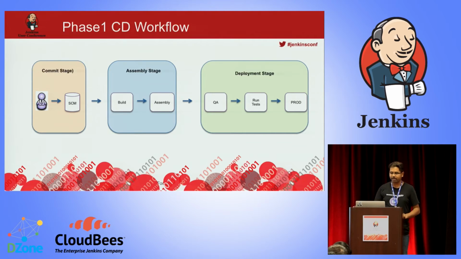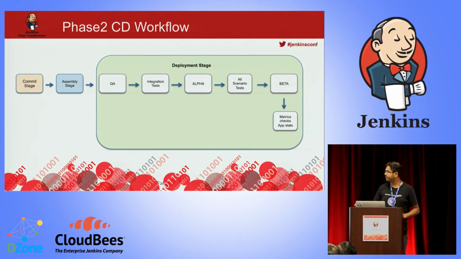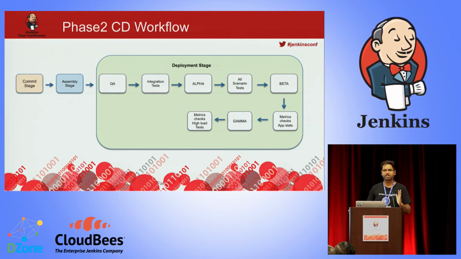So this was how our pipeline looked after phase 1: commit, assembly, and deployment. We spent a lot of effort revamping this phase. So as of phase 2, how did our pipeline look? We still have QA. We ran our extensive integration tests. Then alpha, which covers all scenario tests. Then the build is promoted to beta. Once enough traffic is collected, we ran through all our monitors and metrics checks. If the metrics checks are all good, we promoted that to gamma. Gamma, as I said, once we had enough traffic with respect to load and stress testing, then it goes to production. So this was how our pipeline looked after phase 2.